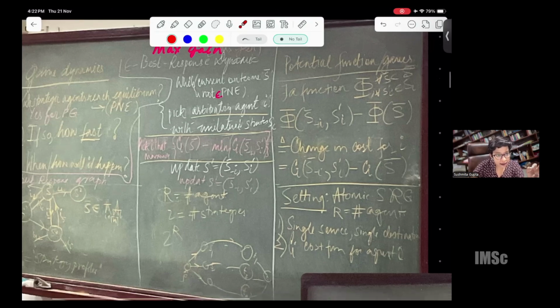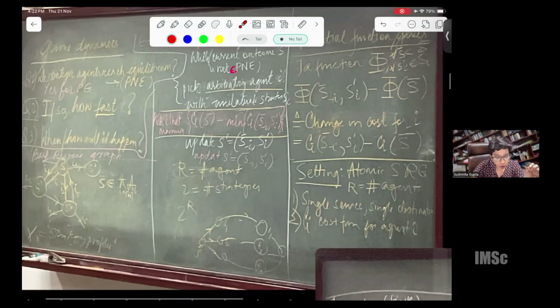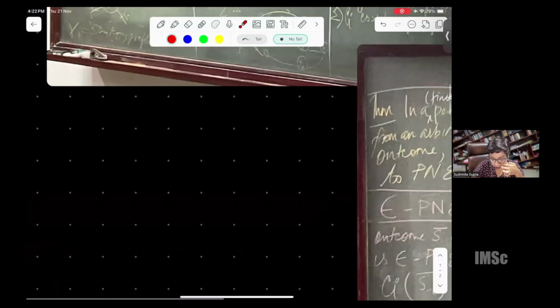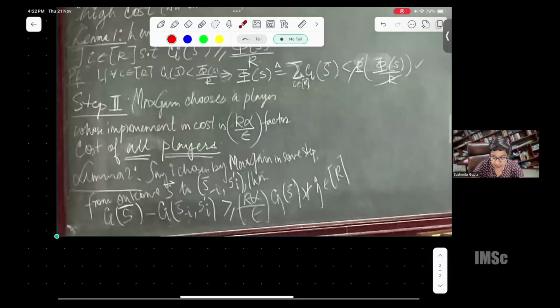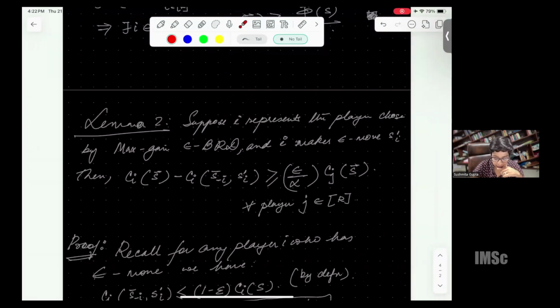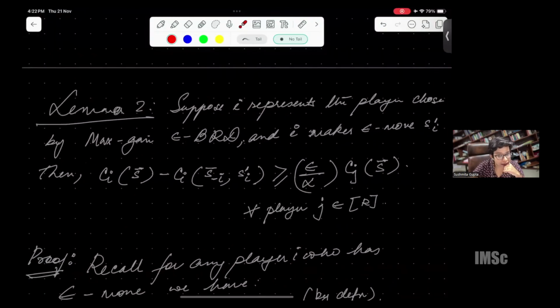We are analyzing that point of the algorithm's behavior in this lemma. So this is why I wrote that suppose I represents the player chosen by the max gain epsilon BRD, such that there exists an epsilon move. So let's say the change of move is S prime I. Now, what we are analyzing is how good is this move S prime I? It is obviously very good for this agent I.